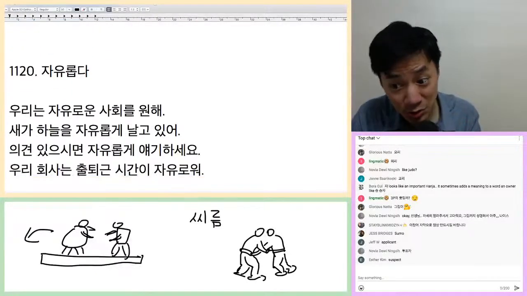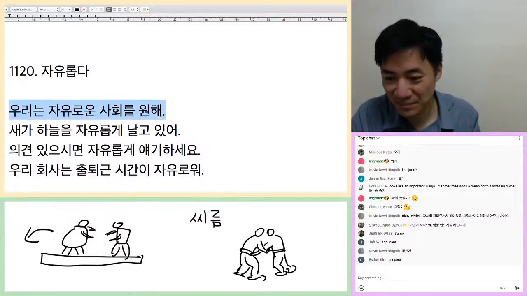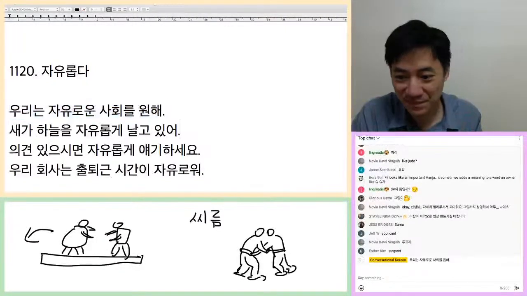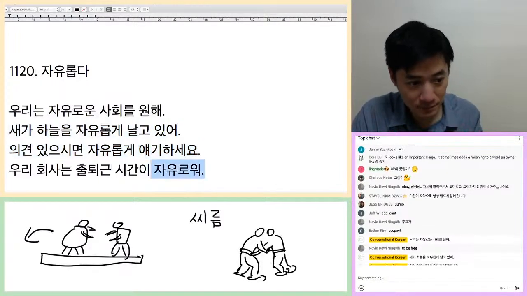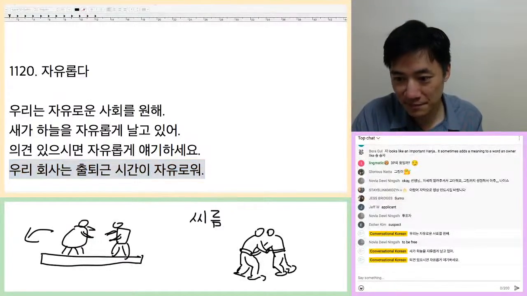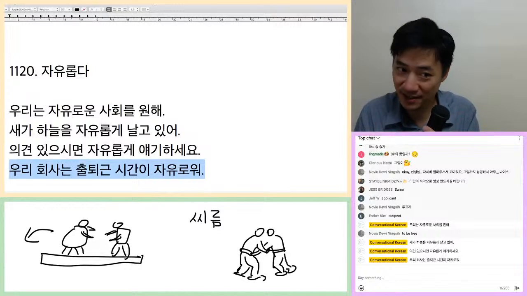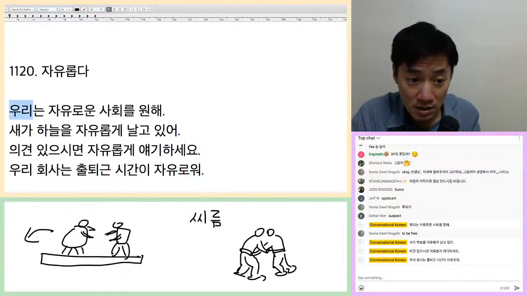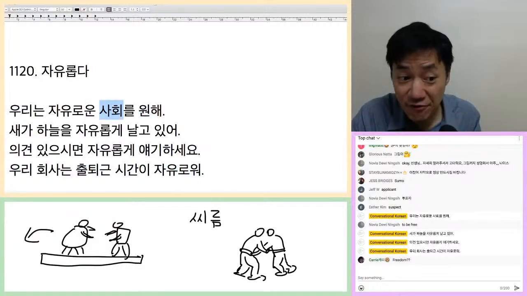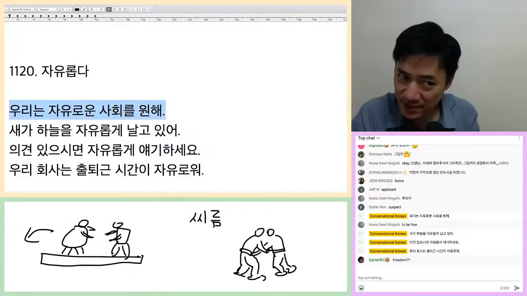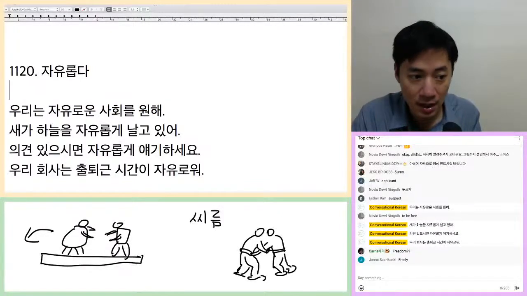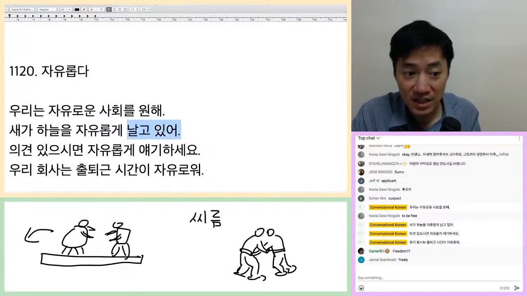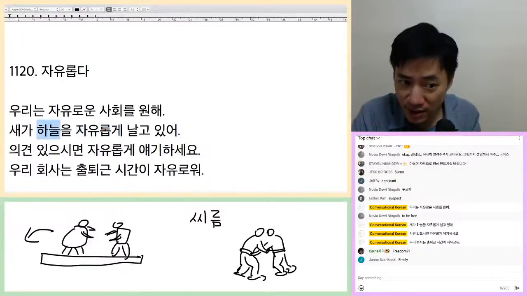Okay, and the last word of today is 자유롭다. Have you heard of it? 자유롭다 means to be free. Like a free society. 우리는 자유로운 사회를 원해. 자유 is freedom, and freely is 자유롭게. So a bird is flying freely in the sky, 자유롭게.